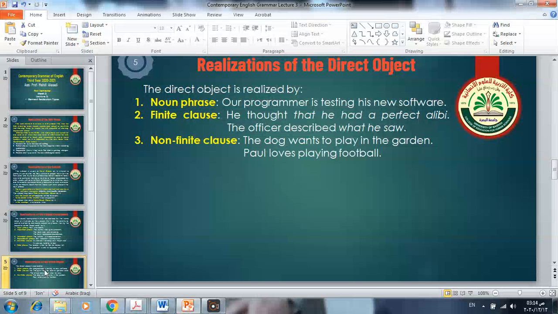The direct object can also be a non-finite clause, like when we say, the dog wants to play in the garden. So to play in the garden here is the non-finite clause, which functions as the direct object. Paul loves playing football. So playing football is the direct object. Of course, you know it is an infinitive clause.